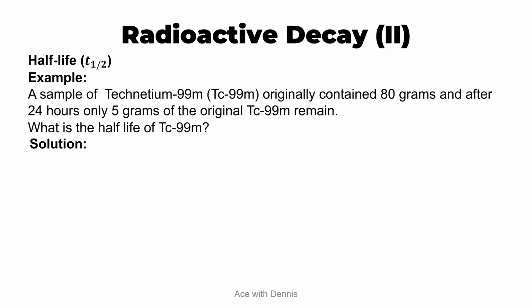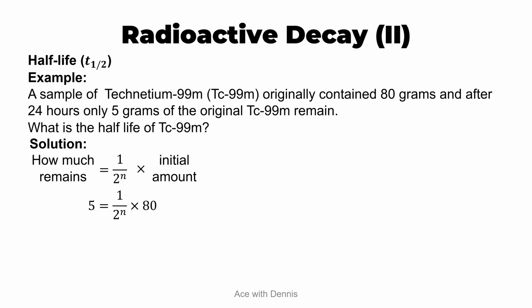Here is the solution. First, we apply this formula: how much remains equals 1 over 2 to the power n times initial amount. So for this case, we apply the values given. 5 grams remain equals 1 over 2 to the power n times initial amount, which is 80 grams. Then we solve this equation.